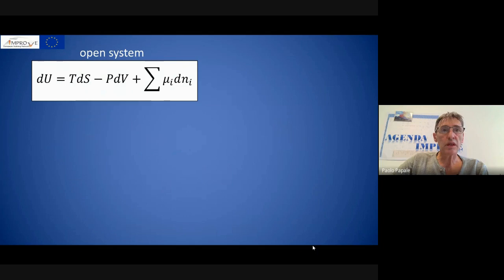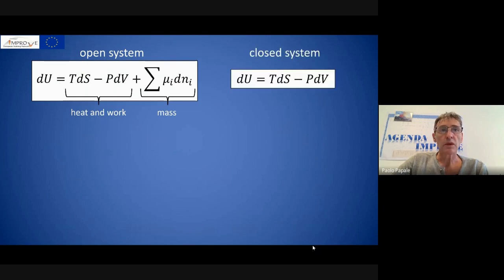Here I report the same expression in the previous slides that we have derived for a system that exchanges mass besides energy. Therefore, it is appropriate for an open system. Conversely, a similar expression for the differential of the internal energy that we saw in lesson 1 was appropriate for a system which exchanges energy but not mass, therefore for a closed system. While an isolated system, just to remind it, exchanges neither mass nor energy with the surroundings.